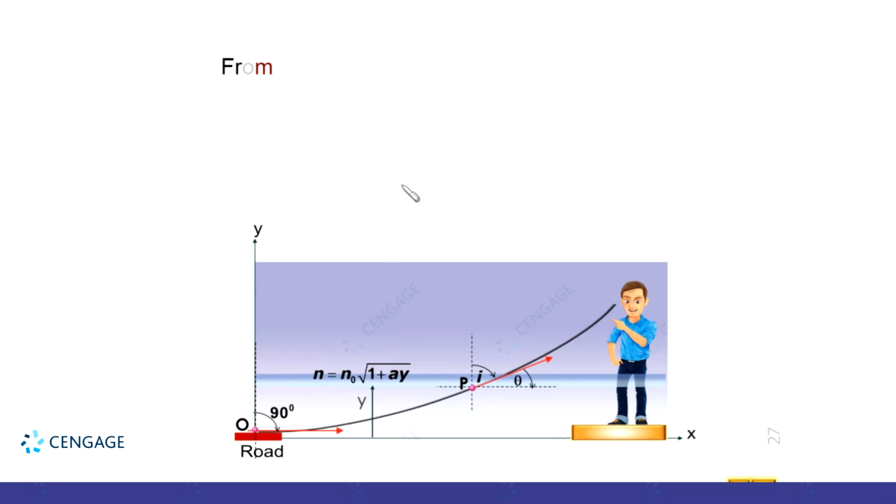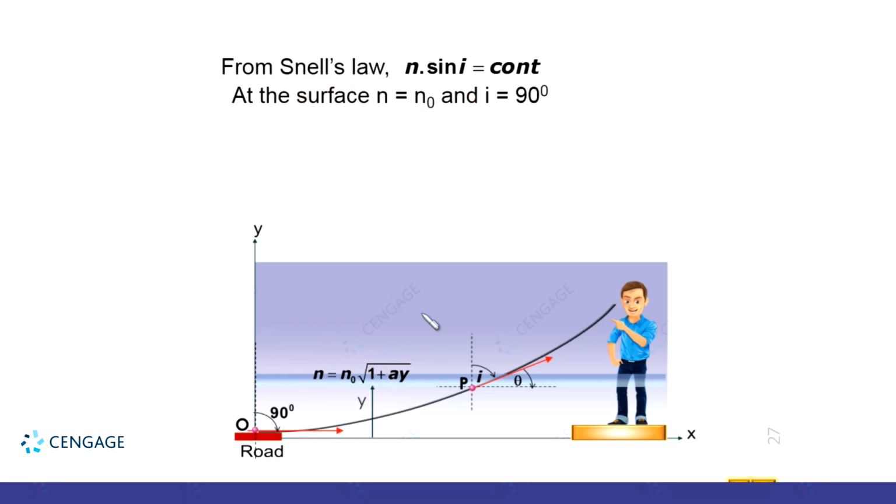So let us write the Snell's law at this point. We can write n multiplied by sin i equal to constant. You can write n naught equal to, that is the refractive index is n naught, and here refractive index is n naught square root of 1 plus ay, and angle of incidence is 90 degrees, correct? So now we can substitute the value of refractive index and angle of incidence, and here refractive index is this, angle of incidence i equal to 90 minus theta, like this, right?